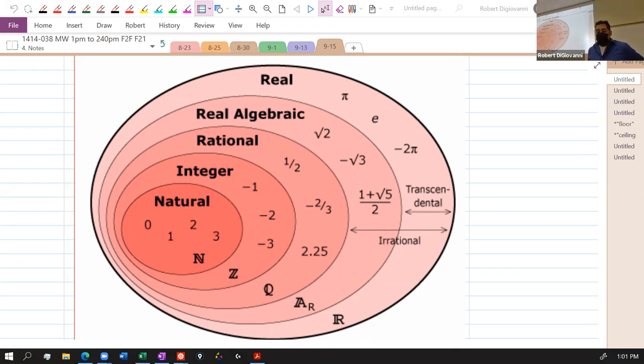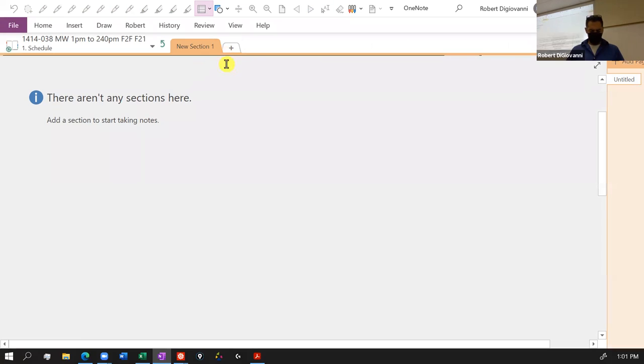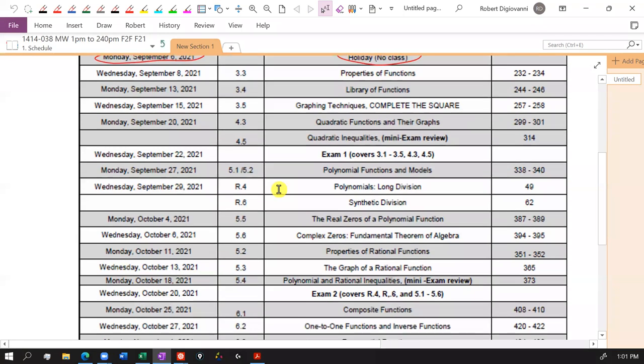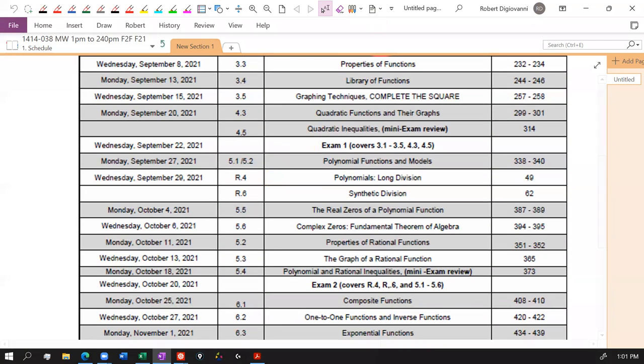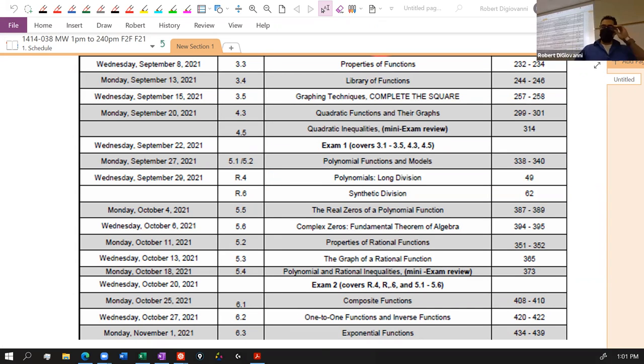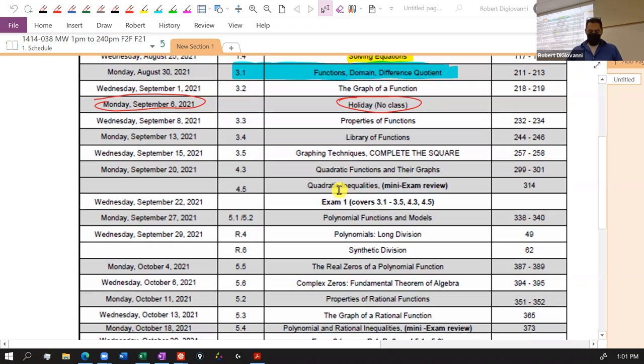All right, we have an exam a week from today, I believe. Let me double check the schedule, but I'm pretty sure that's what we said last class. I think it was the 22nd. That is a week from today, yes. So next Wednesday we have our first exam, and it'll cover everything up through today's material.